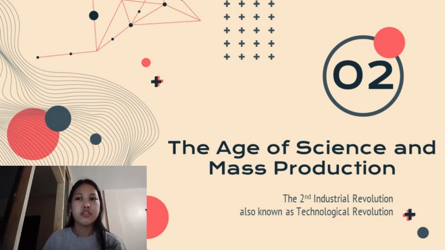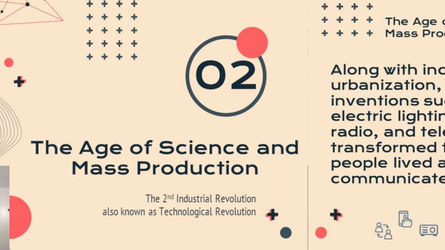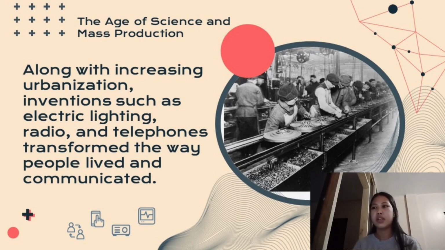The Second Industrial Revolution, also known as the Technological Revolution or the Age of Science and Mass Production. Along with the increasing urbanization, inventions such as electric lighting, radio, and telephones transformed the way people lived and communicated.